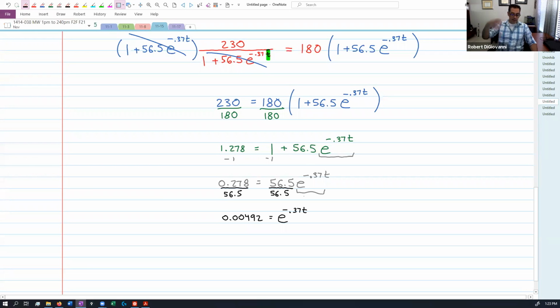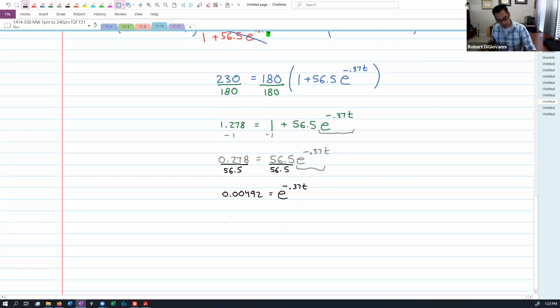Finally, we have the exponential isolated. So here's where we bring in the log. All right, so here comes my log. It's going to be log. The base of that is e. The other side is the negative 0.37 t. And then in here goes the 0.00492. And then from here, I just need to remember that log base e is natural log. So I can just immediately go to natural log of 0.00492.